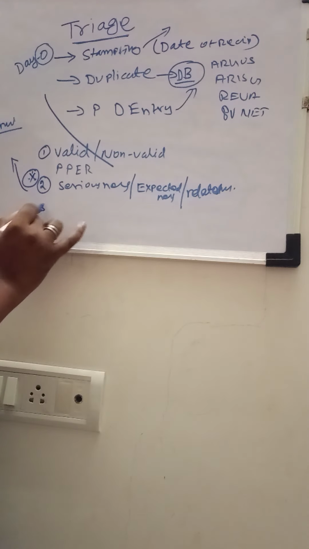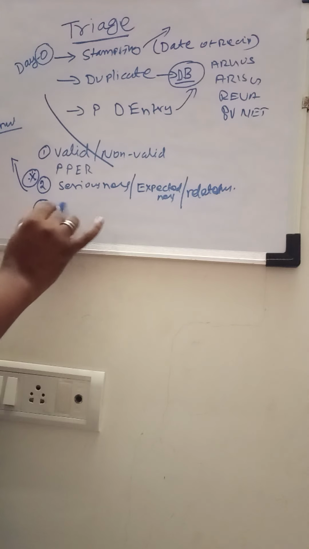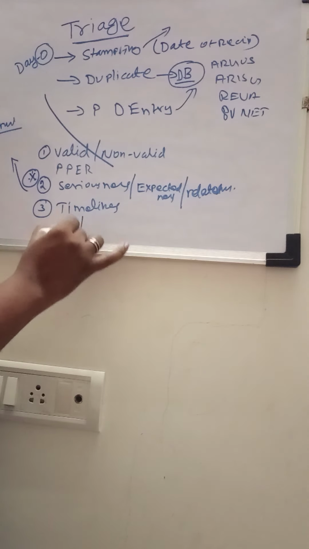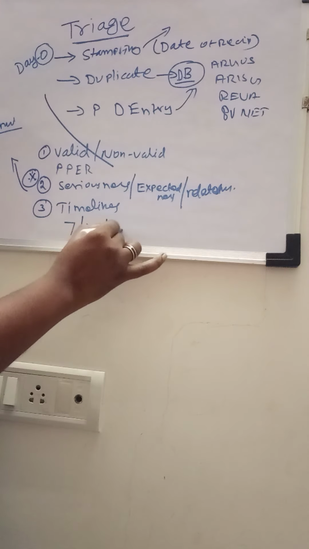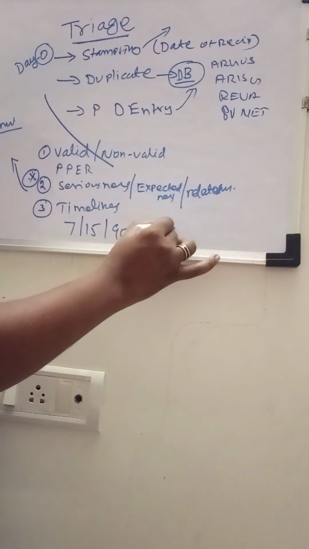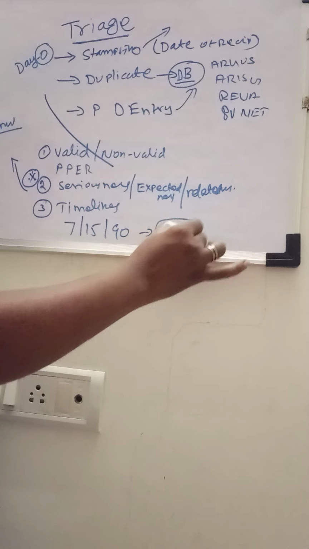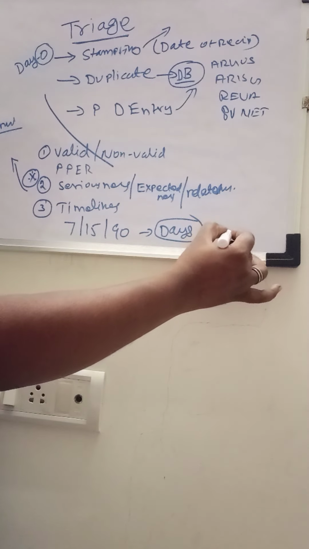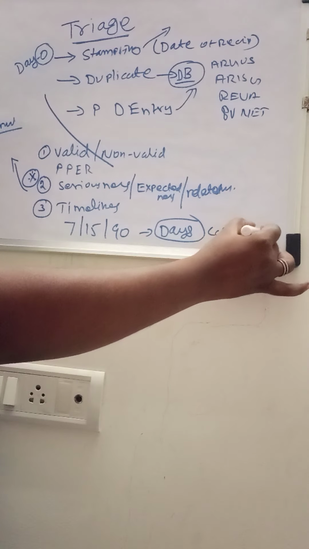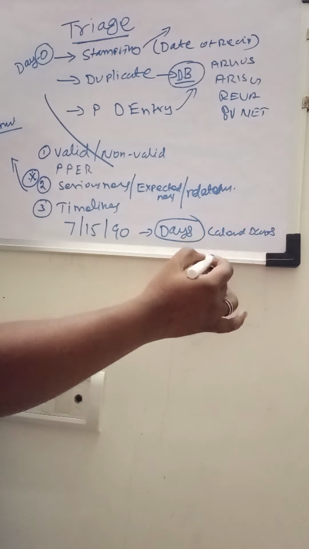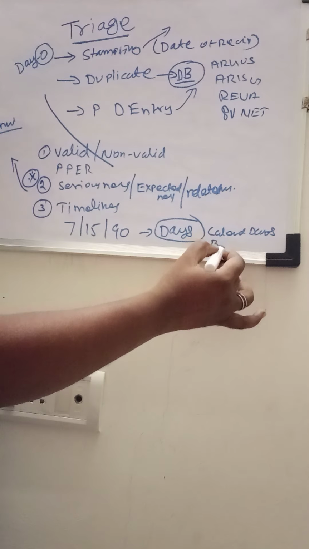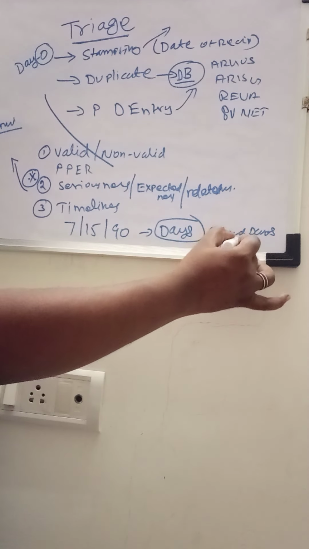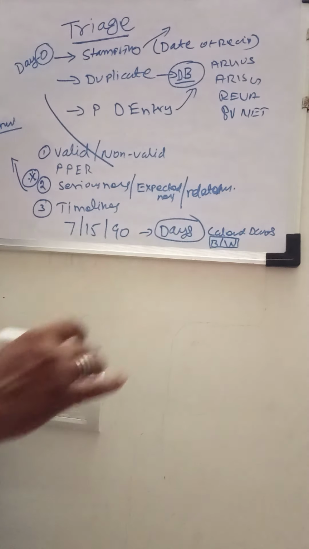Here I would say the timelines are usually 7 days, 15 days, 90 days. Whenever in PV they use just the word days, it always means calendar days, unless they specify business days or working days. Otherwise, all should be considered as calendar days.